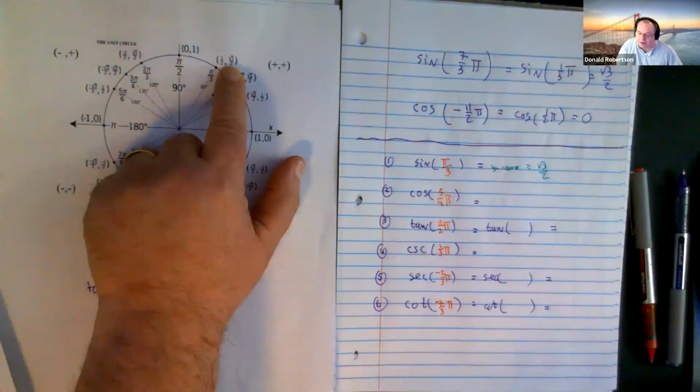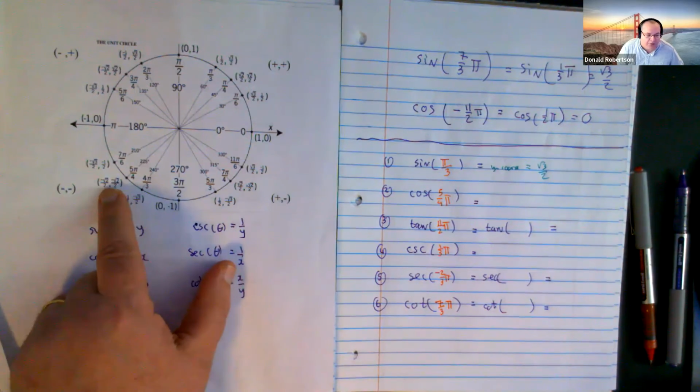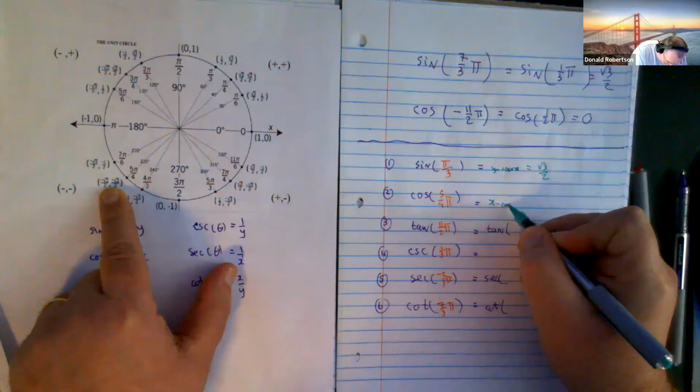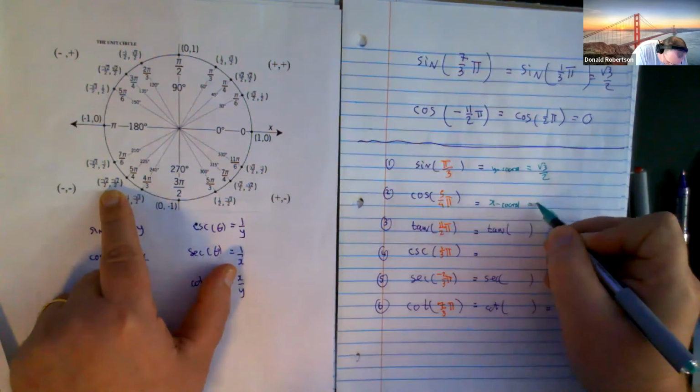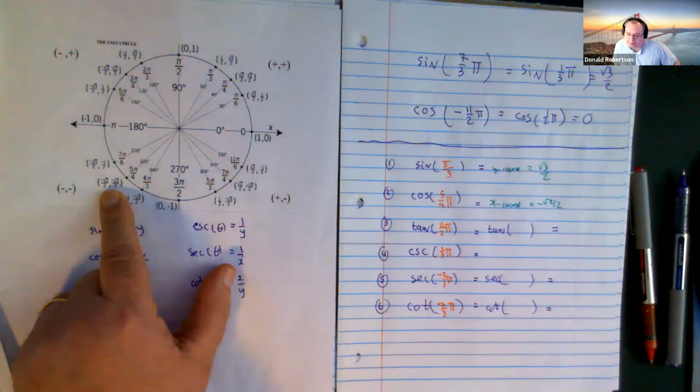Hopefully you got that one. Right. Now 5/4 pi is here. And for a cosine, you're going to use the x coordinate. And that happens to be -√2/2. Hopefully you got that one.